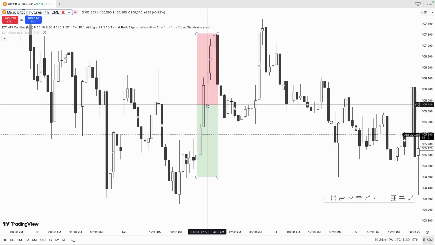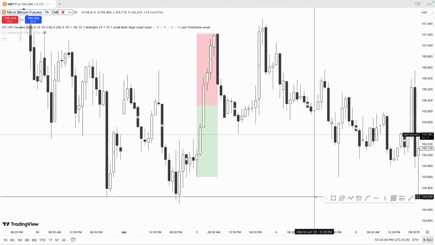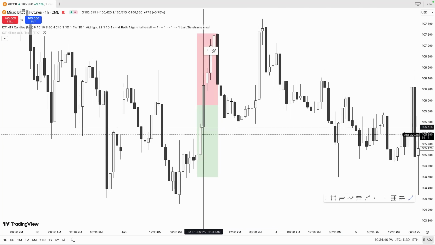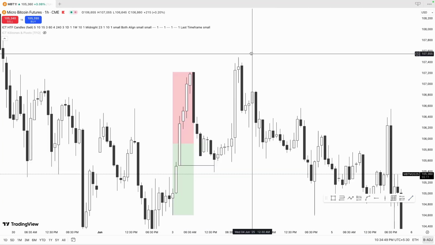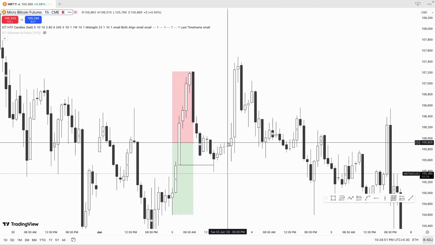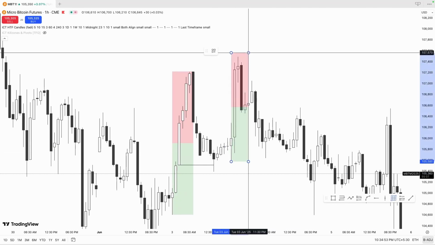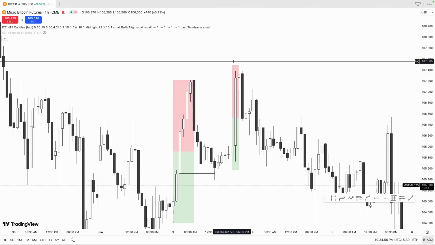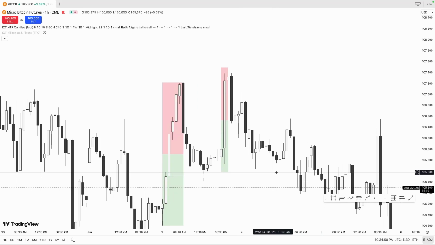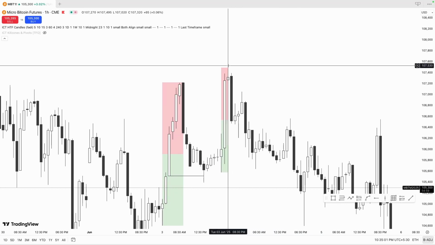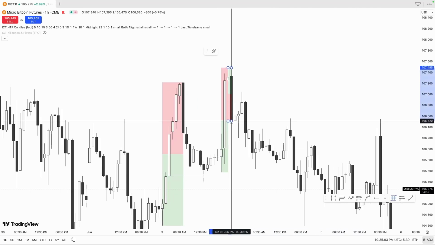What happens? Price retraces till the equilibrium or till this logical low. Okay, it comes to this low and it pushes higher. And yeah, price usually retraces here. So this is your new low, this is your new high. Price retraces, it pushes lower. And this is your new high, this is your new low.